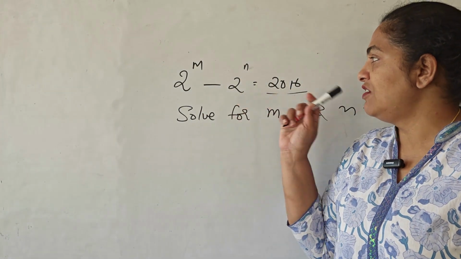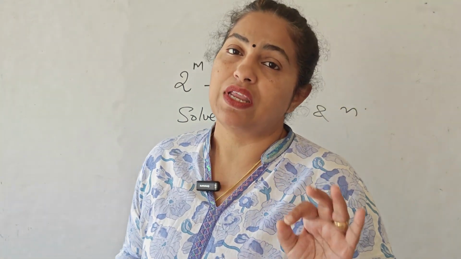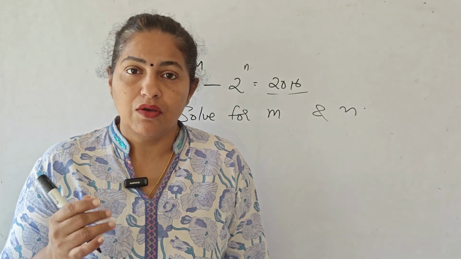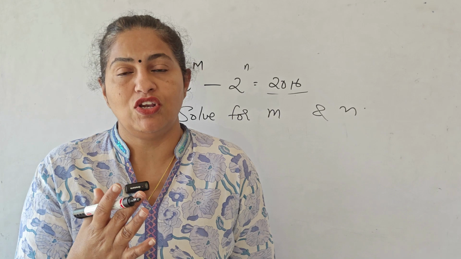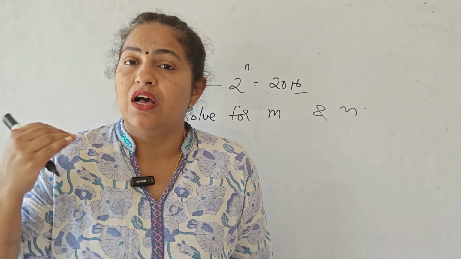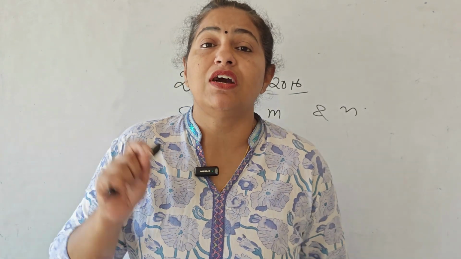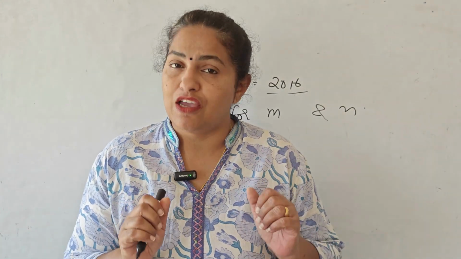2 raised to m minus 2 raised to n is equal to 2016. We need to solve for m as well as n. Whenever you have an exponential form or more than one exponential form on the LHS and a number on the RHS, our first step should be to convert the number also into an exponential form so that it is easy to relate the LHS and the RHS effectively.